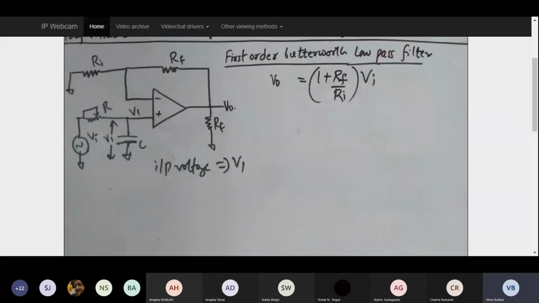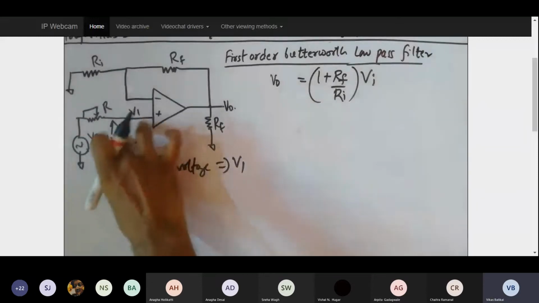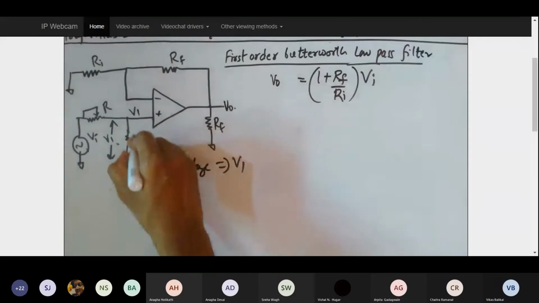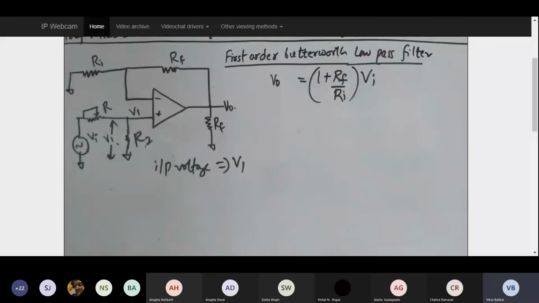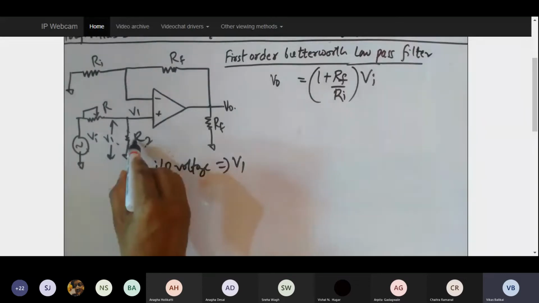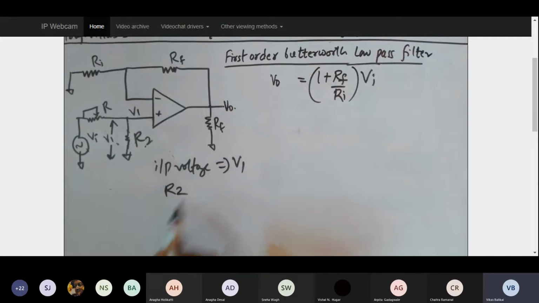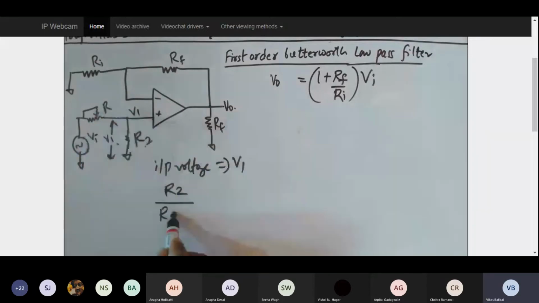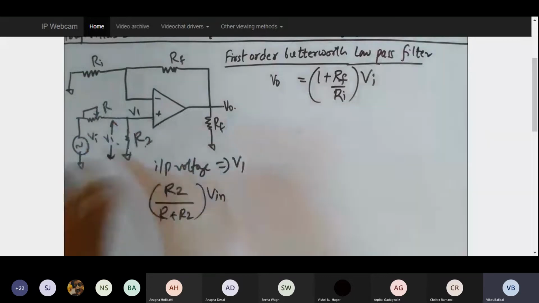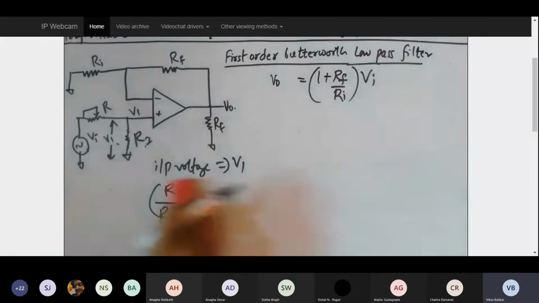Now if I ask the same question, if this would have been R, or let's say R2, and I ask you to find the voltage across R2, then your answer would have been the voltage division rule. What does the voltage division rule say? First I write the resistance across which I need the voltage, R2, divided by the combination of the whole resistance, multiplied by the input voltage which is getting applied to both of these resistances. I would have written this. But the problem now is, it is not R here, it is rather C.